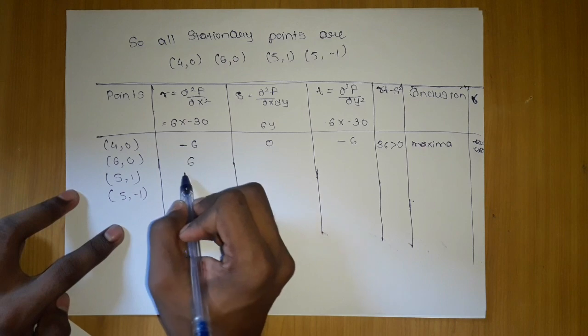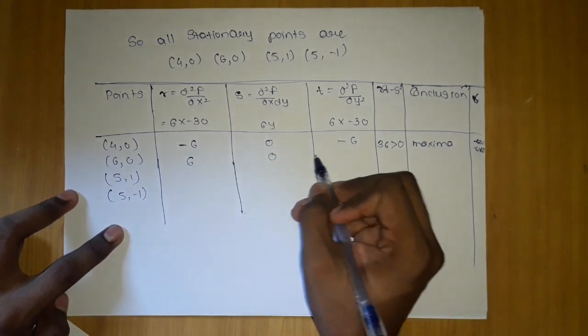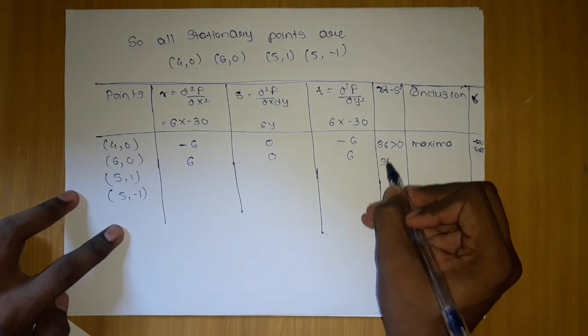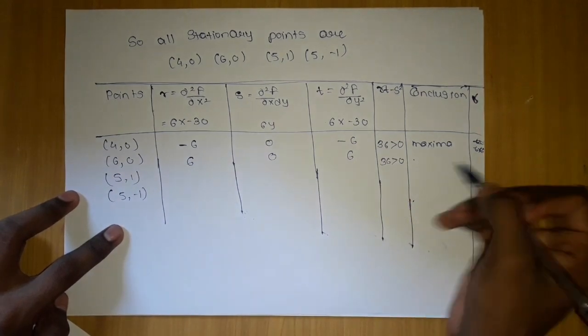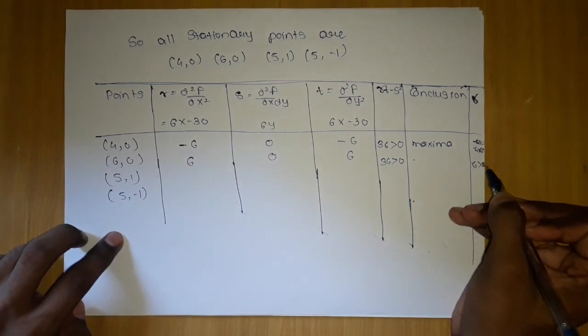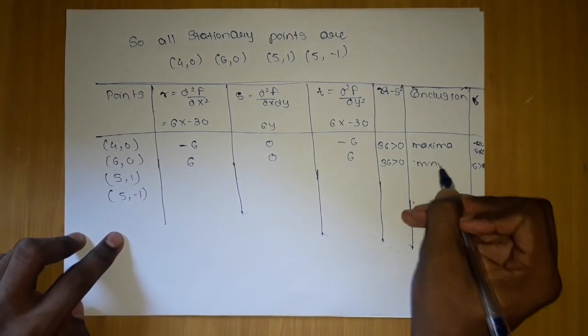Here you can see, it has 6 value, this has 0 value, and this has 6 value. If I substitute 6, 0, my answer is 36, which is greater than 0, and here if you observe, it is 6, which is greater than 0. So here it will be a minima.